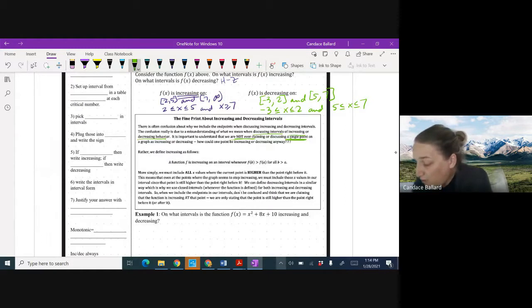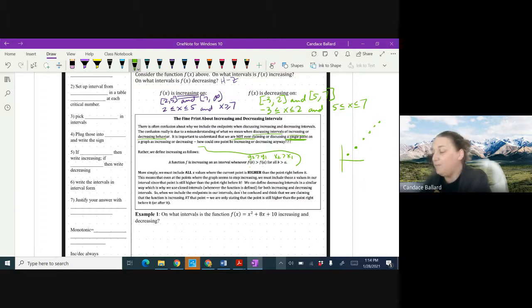All right, we define increasing as follows. A function f is increasing on the interval whenever f of b is greater than f of a. This is kind of like saying y sub 2 is greater than y sub 1 when x sub 2 is greater than x sub 1. What it means is if this is your x sub 1, y sub 1, and there's x sub 2, y sub 2, it keeps getting bigger and bigger. That's what increasing means. Okay, decreasing is the other direction.